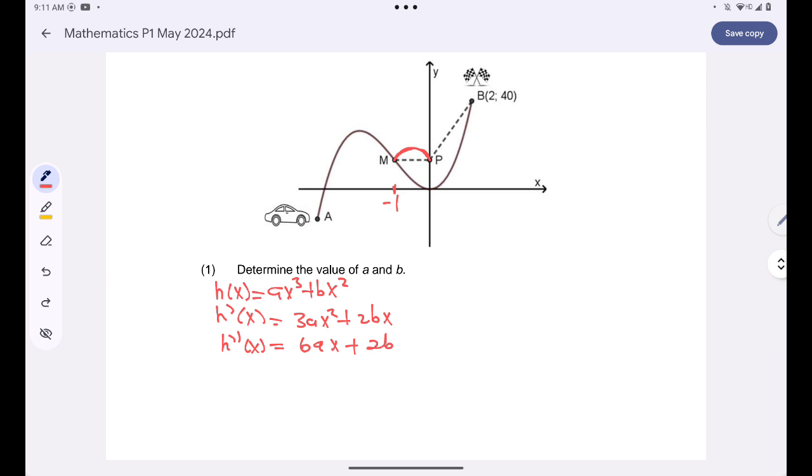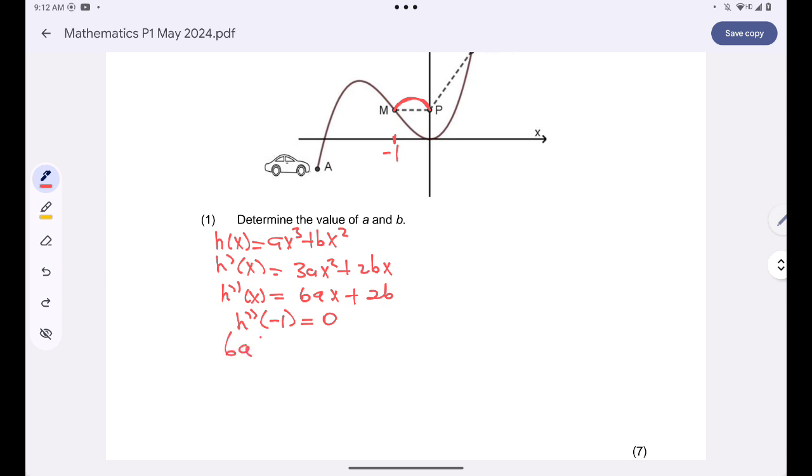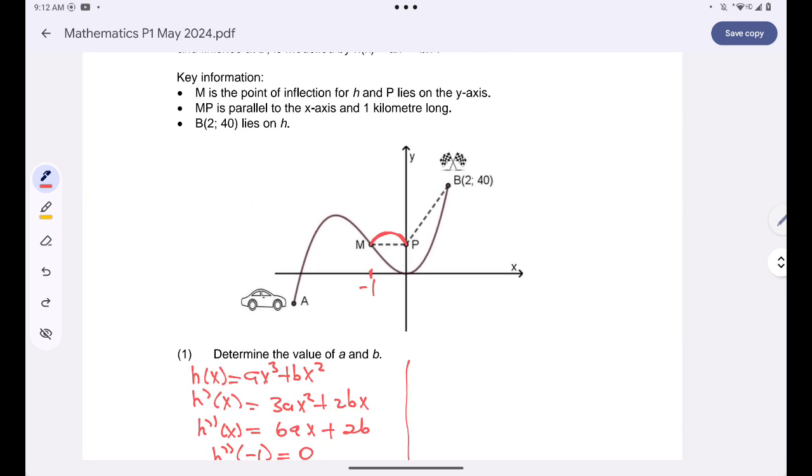Are you together? But now I do know the x value at the point of inflection, which simply means that the second derivative when x is equal to negative 1 will simply give me 0. So 6a multiplied by negative 1 plus 2b will give me 0. Then 2b will be equal to 6a, and then b will be equal to 3a. This is equation 1.